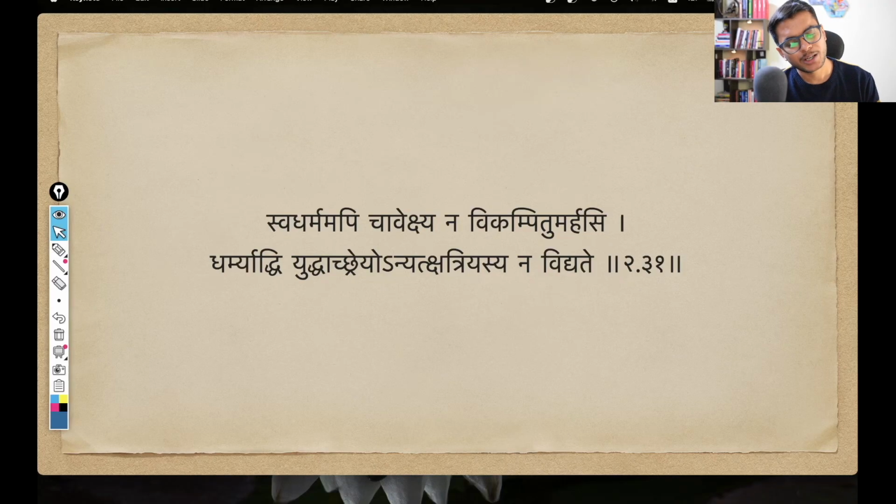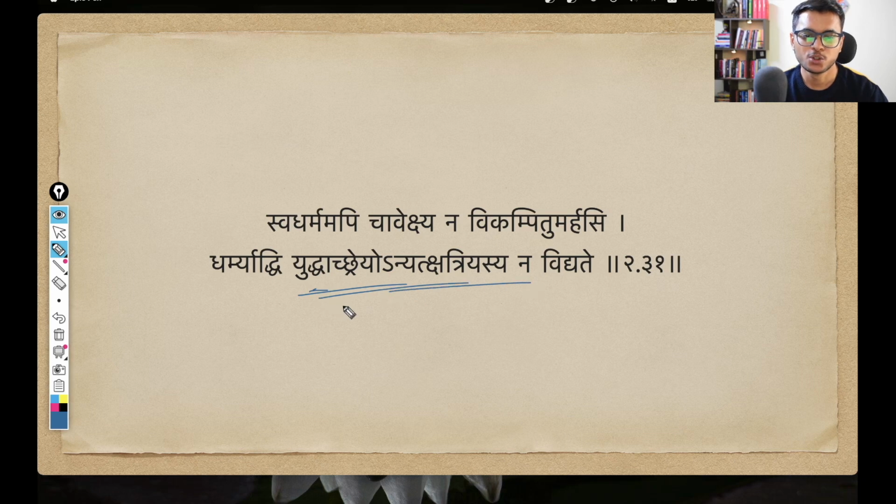Okay, so this is the shloka that we have today. Let me go through the shloka once. Swadharmam api chavekshya na vikampitum arhasi dharmyaddhi yuddhachchreyo'nyat kshatriyasya na vidyate. Okay, so if you see this long word, yuddhachchreyo'nyat kshatriyasya, you can also take a break here: dharmyaddhi yuddhachchreyah, anyat kshatriyasya na vidyate. If you take the break here, then you will start with anyat kshatriyasya na vidyate. Basically you will be doing the Sandhi Vichcheda at this point.